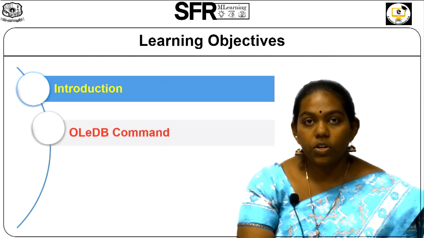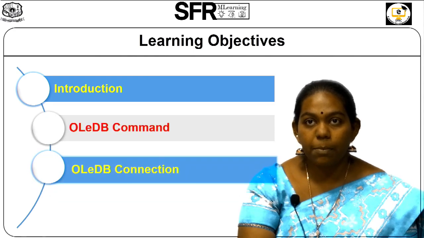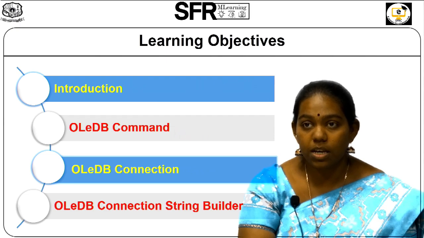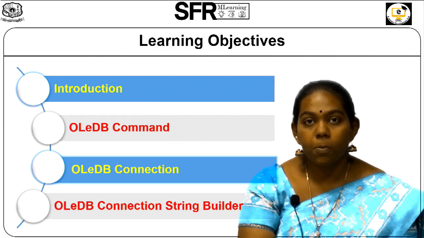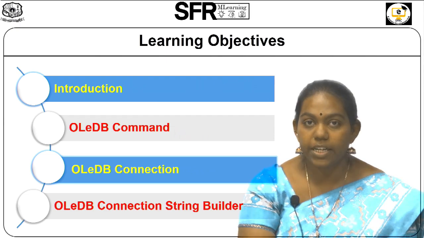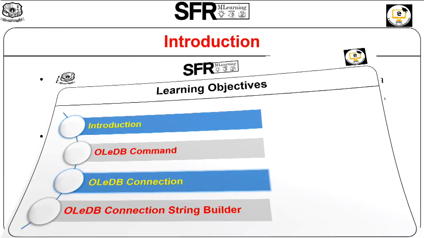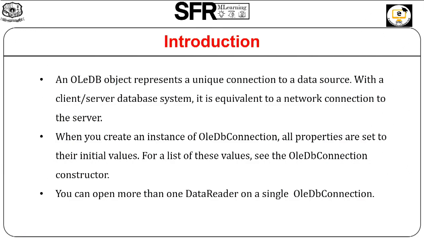The contents we are going to discuss here are the OLEDB command, OLEDB connection, and OLEDB connection string builder, and we are going to discuss the close method, the open method, and how to link our data to our data source. Now, what is OLEDB, what is an OLEDB object, and how can we connect our data to a data source.